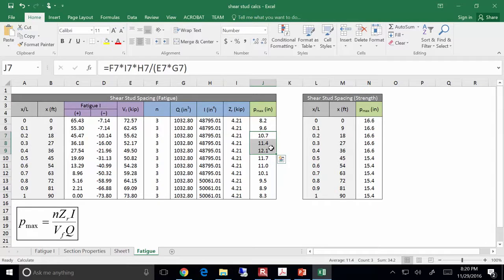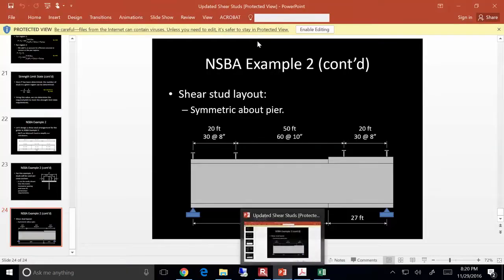Everybody good? All right. I will very quickly discuss the strength limit state, but I do want to indicate something to you right here. This is the required spacing according to fatigue. When you do the strength limit state, you get like 16 inches. See what's going on there? Strength ultimately doesn't really matter. Do you need to do your diligence and make sure that you're doing the checks? Yeah, but it's by and large not going to matter very much in the world of bridges because of fatigue.